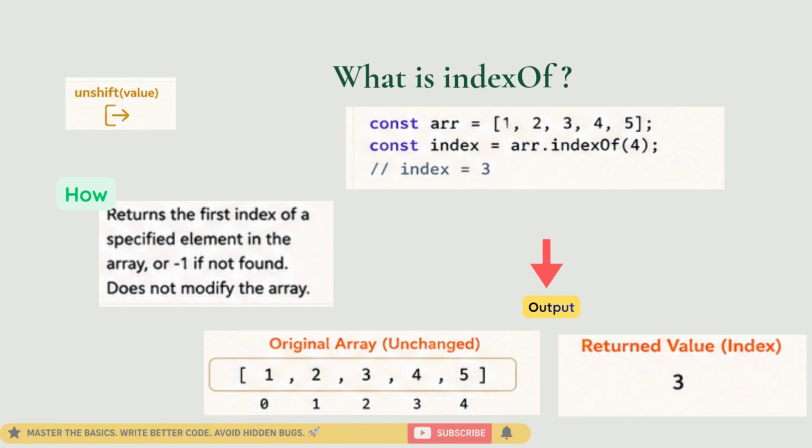Remember, JavaScript starts counting from 0. So, 1 is index 0, 2 is index 1, 3 is index 2, and 4 is index 3. Now imagine searching for your classroom seat number. indexOf helps JavaScript find where something is located. If the value does not exist, JavaScript returns -1. That means not found. Important: indexOf does not change the original array.